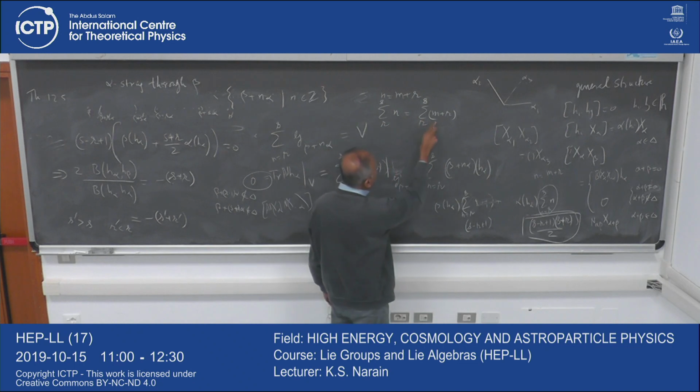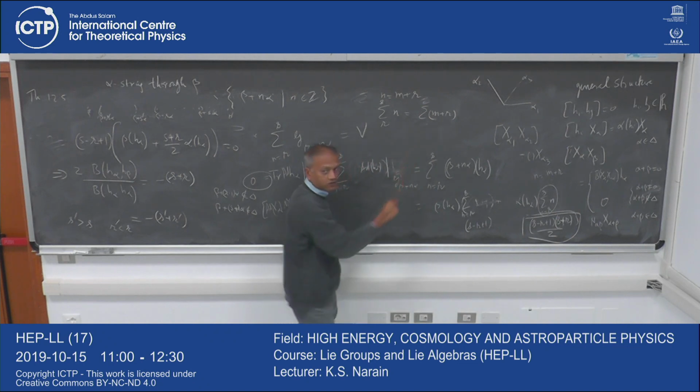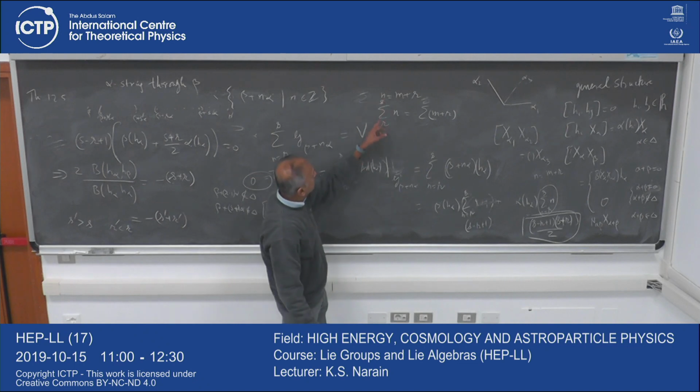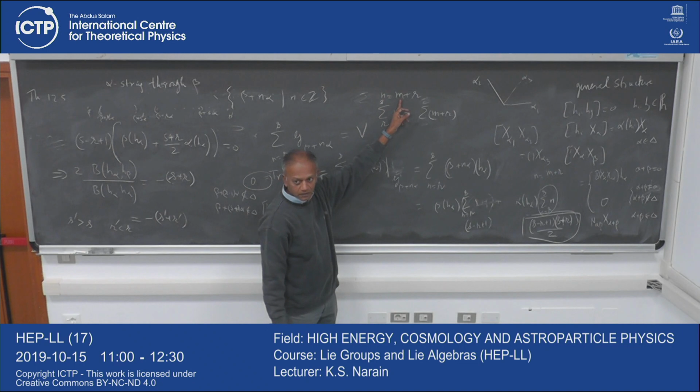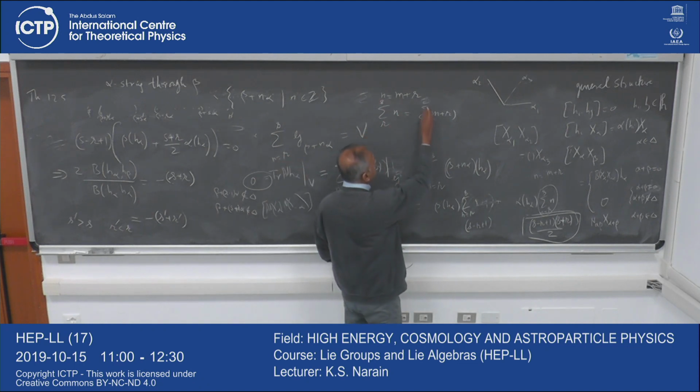So I will just substitute that. But now I want to say what is the range of m, right? You see, the minimum value of n was r. So when n is equal to r, m is 0, and when n is equal to s, m will be s minus r. So the range is here 0 to s minus r.